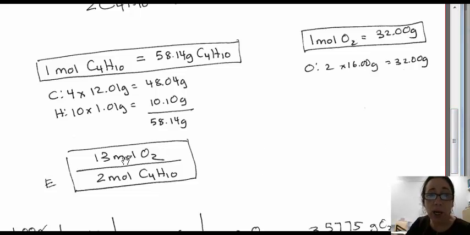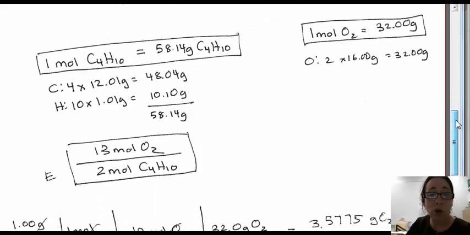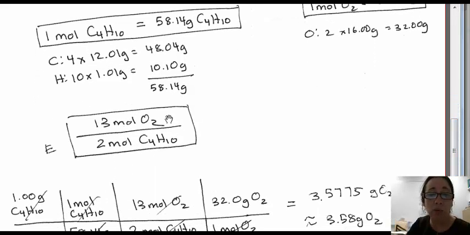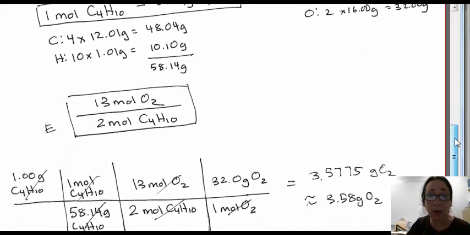And every mole ratio has the word mole in both the numerator and denominator, and these numbers come from the balanced chemical equation. If you look at the balanced chemical equation, there's a 2 for the butane, there's a 13 for the oxygen. So my mole ratio is 13 moles of oxygen per 2 moles of butane. Where did this come from? The balanced chemical equation. So now I'm ready to start my railroad math.